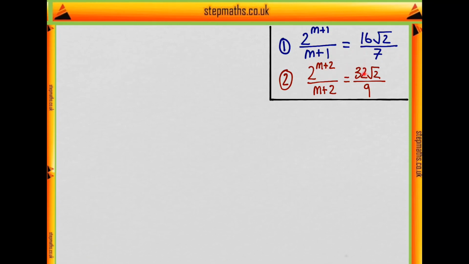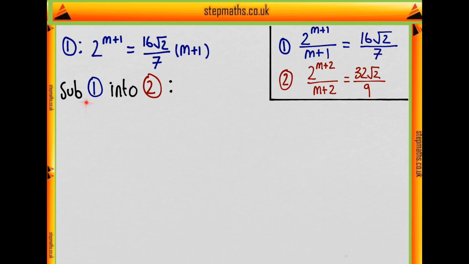So how are we going to solve these equations? Well, the clearest way to do it is probably substitution. We can write 2 to the n plus 2 as 2 times 2 to the n plus 1, right? So if we substitute 2 to the n plus 1 in, we'll just have an equation in normal n's without powers, and we should be able to solve that. Equation 1 becomes 2 to the n plus 1 equals 16 root 2 over 7 times n plus 1, by making 2 to the n plus 1 the subject. Then we can sub 1 into 2 and get a normal equation in n, where nothing's to the power of.